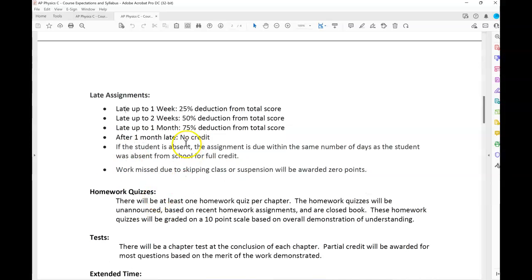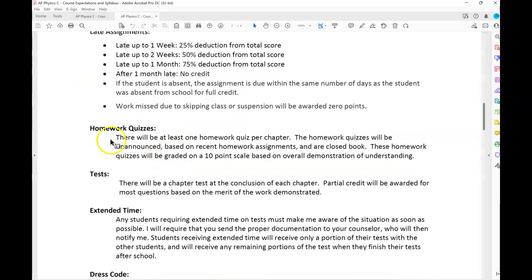And this is straight from the handbook. The homework quiz is typically, we're going to give one per chapter. They're going to be unannounced, although I usually give you a pretty good idea that, hey, by Friday, I might want to have the homework up through section 7 done. Like giving you a hint that something is coming, right? So it's not totally unannounced, but these are based on the recent homework assignments and are closed book.